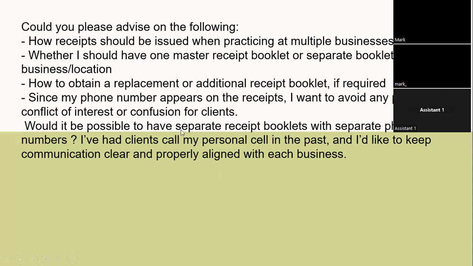The next question: since my phone number appears on the receipts, I want to avoid any potential conflict of interest. So this can only happen, at this point, with the receipts that are full page. The full page receipts have your name, your phone number, your membership number, and a page number on them. The phone number that appears is going to be one of the phone numbers in the AQTM portal, but this is only for the full page receipts.